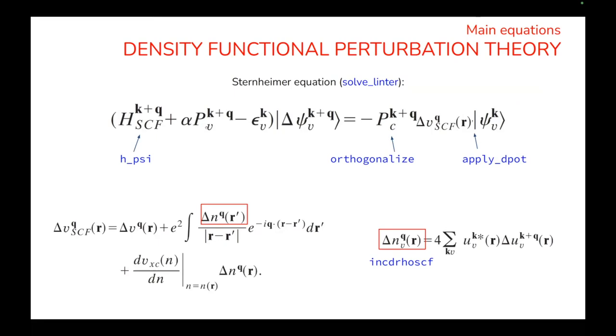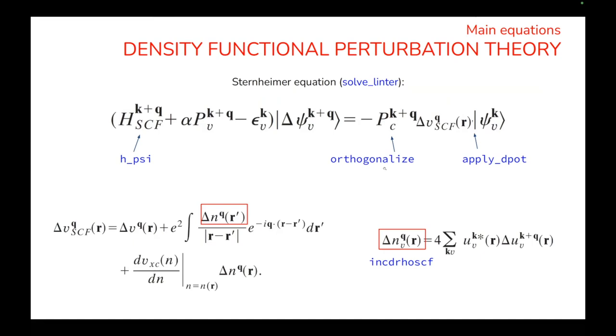So why do we have this object here? It's just to regularize the equation and avoid singularities. Minus epsilon_vk, which is just the ground state energy, with band index v and point k. And then all this is applied to delta psi_v,k+q. This is the object that we want to compute, the response wave function, and all this is equal to minus P_c at k plus q. This is the projector on empty states. C means conduction and v means valence. This projector P_c at k plus q is implemented in the routine orthogonalize.